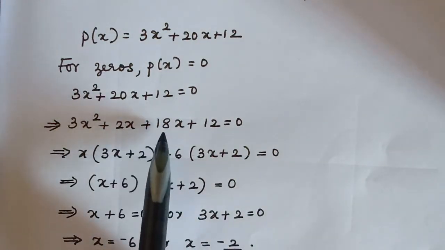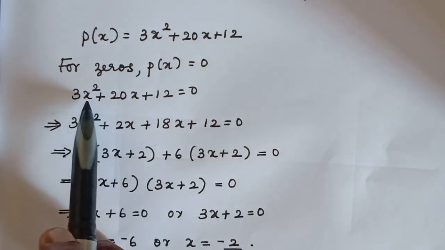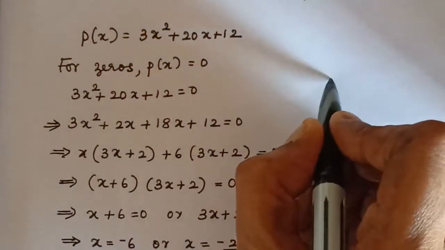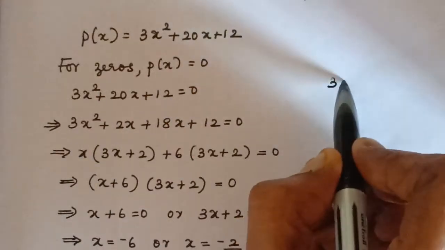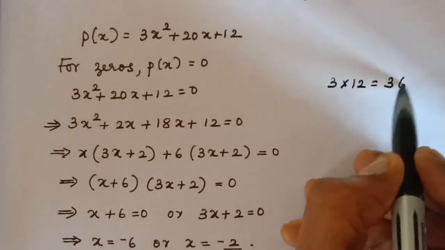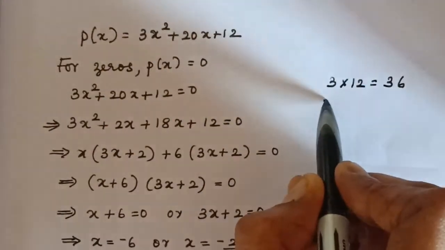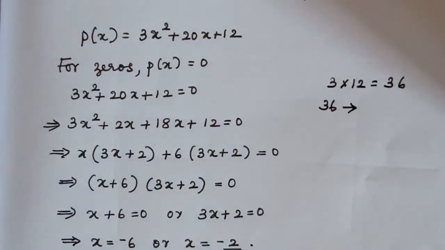I explained to you, that is we have to take the coefficient of x squared, that is 3, and the constant term, that is 12, and multiply these two numbers, you are getting 36. Now see the factors of 36.